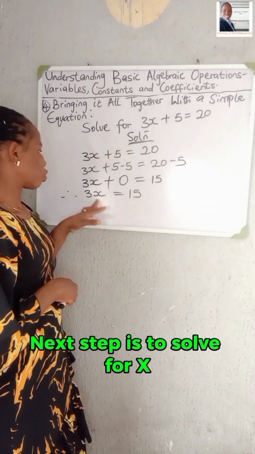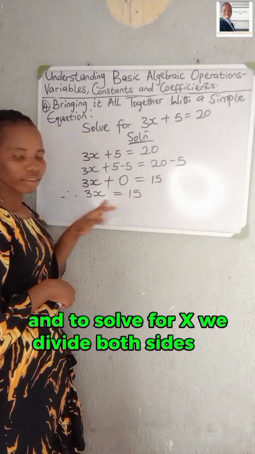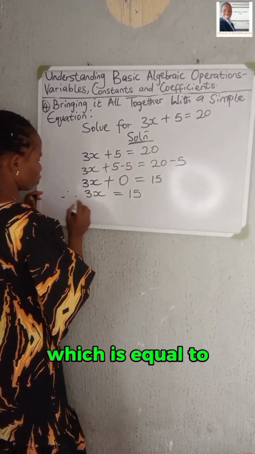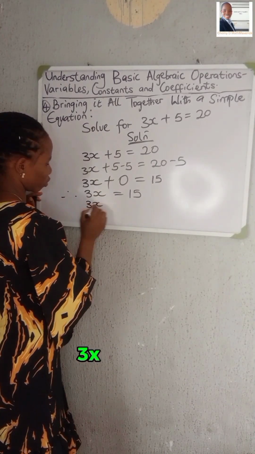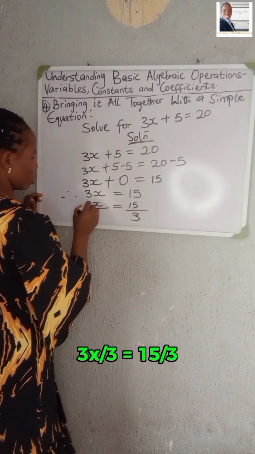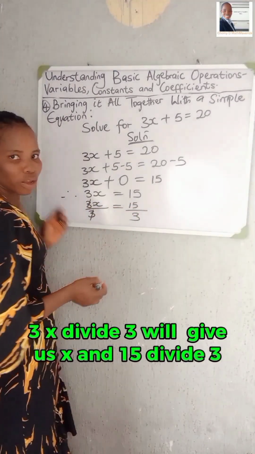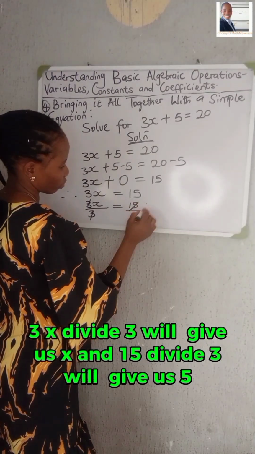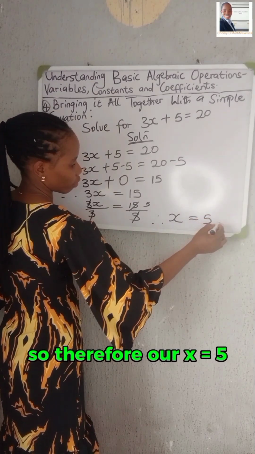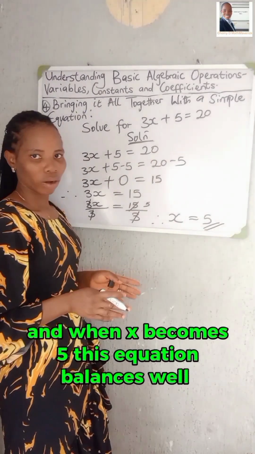So the next step is to solve for x. And to solve for x, we divide both sides by 3, the coefficient of x. 3x over 3 equal to 15 over 3. 3x divided by 3 will give us x, and 15 divided by 3 will give us 5. So therefore, our x is equal to 5. And when x becomes 5, this equation balances well.